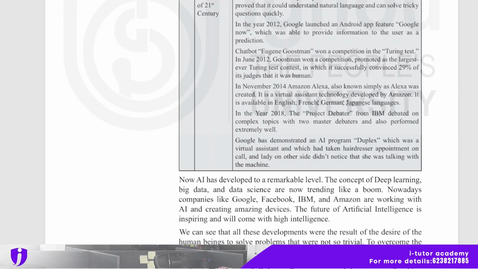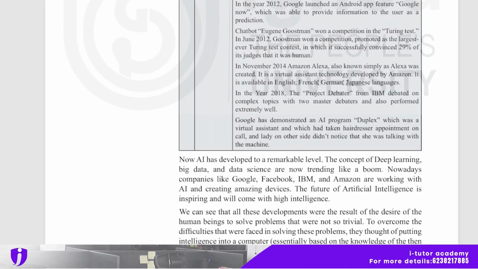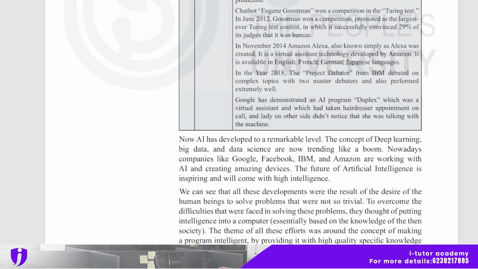And the chatbot Eugene Goostman won a competition in the Turing test. In June 2012, Goostman won a competition promoted as the largest ever Turing test contest, in which it successfully convinced 29% of its judges that it was human. In November 2014, Amazon Alexa, also known simply as Alexa, was created. And in the year 2018, Project Debater from IBM debated complex topics with two master debaters and also performed extremely well.